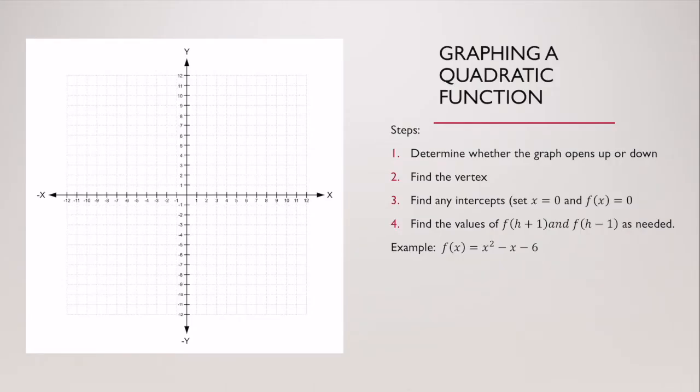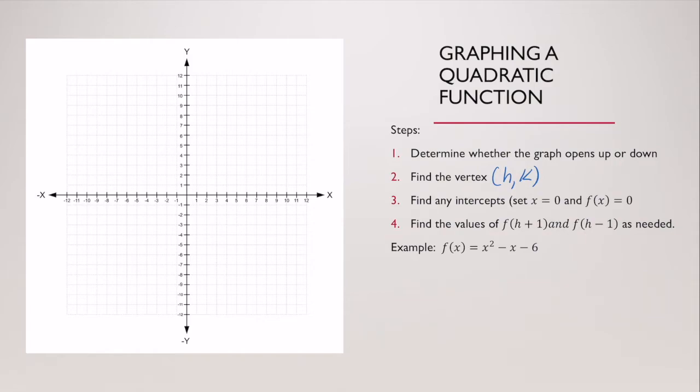So how do we go about graphing a quadratic function? The first thing we want to do is determine whether the graph opens up or down, find the vertex, find any x-intercepts, and then, if there are no x-intercepts, you find the values f of h plus 1 and f of h minus 1 as needed, okay? Because you need 3 points to graph a quadratic function.